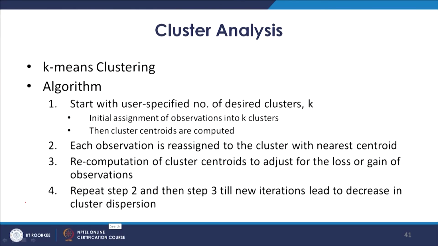So, what we discussed about k-means, let us go through these steps quickly once again. We typically start with a user specified number of desired clusters, that is k, then an initial assignment of observations into these k clusters is done. Then clusters and centroids are computed, and in the next step each observation is reassigned to the cluster with the nearest centroid, and as a result, recomputation of cluster centroids is done to adjust for the loss or gain of observations. We keep on repeating step 2 and then step 3 till there is a decrease in cluster dispersion. These are the main steps of k-means clustering which we discussed in the previous lecture as well.